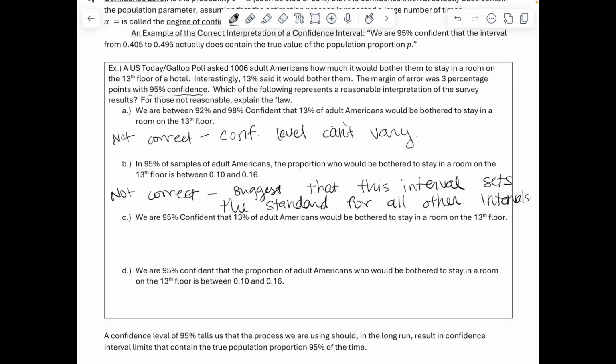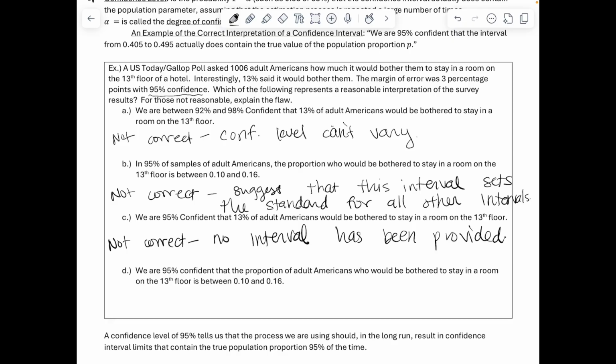Part C says, we are 95% confident that 13% of adult Americans would be bothered to stay in a room on the 13th floor. Part C is also not correct, and the reason is that no interval has been provided.